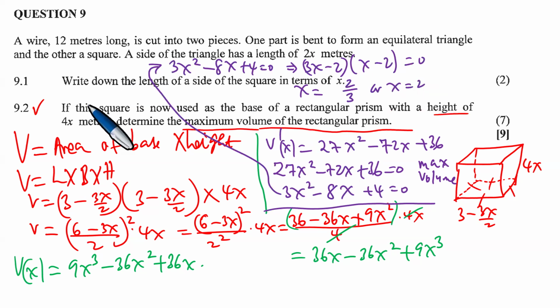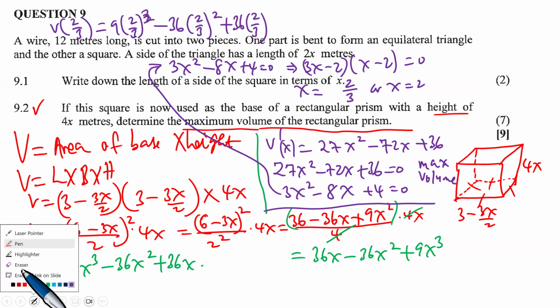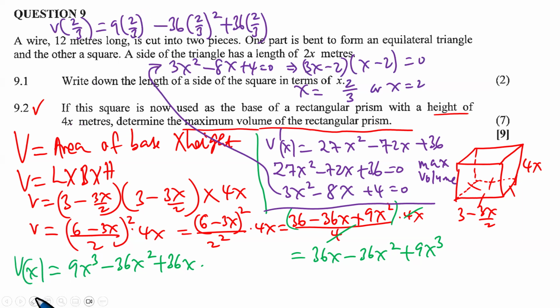When does the maximum occur? It occurs at x equals 2/3. So we substitute into 9x cubed minus 36x squared plus 36x. So it is 9 times (2/3) cubed, minus 36 times (2/3) squared, plus 36 times 2/3. Note the cube here.